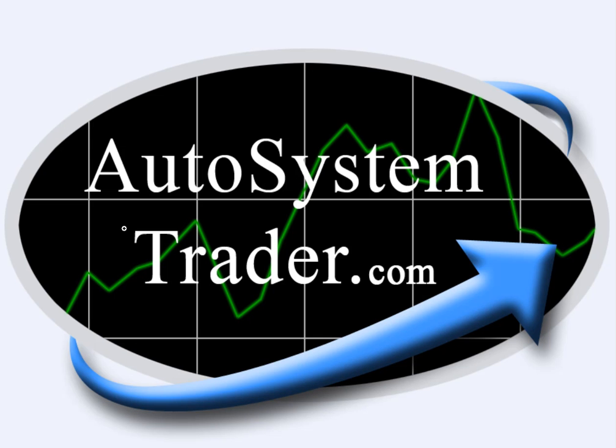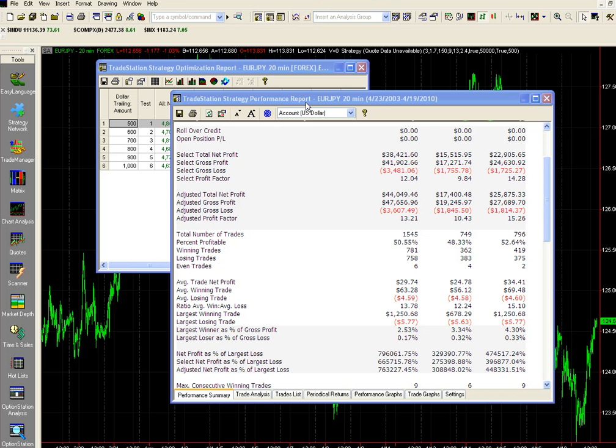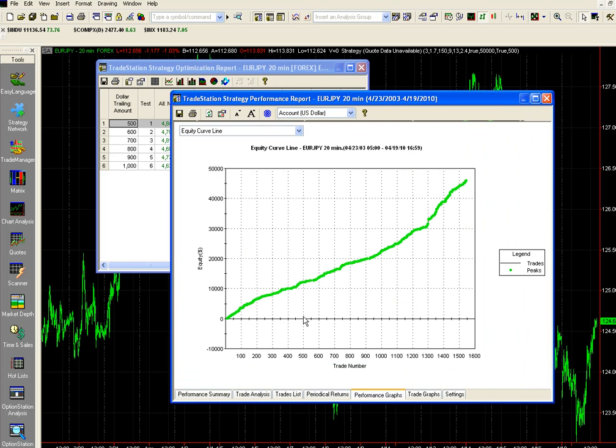We came across something with the most recent optimization that I wanted to go over with you. We were using a dollar trailing stop, and we came up with a system optimization report that looked like this. When you see an equity curve that looks like this, danger signs should be flashing in your head, and I'll tell you why.